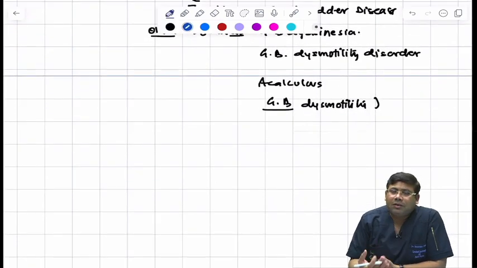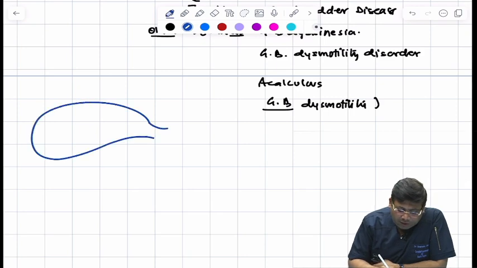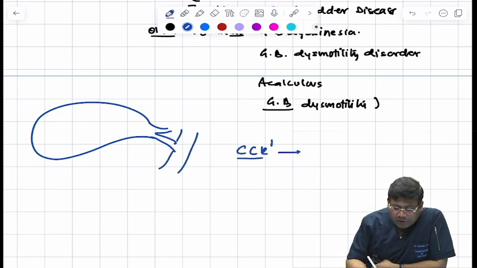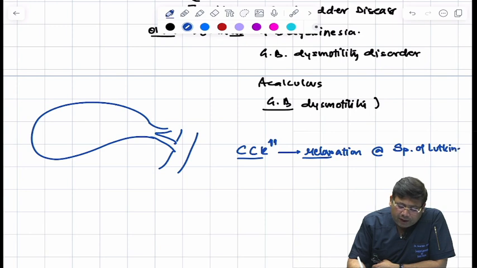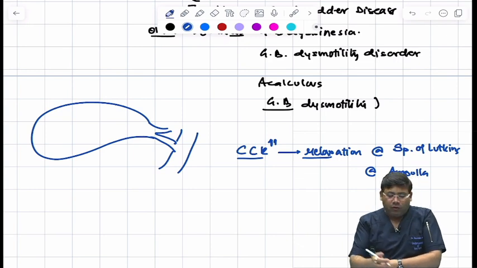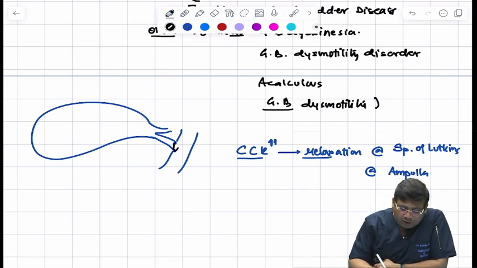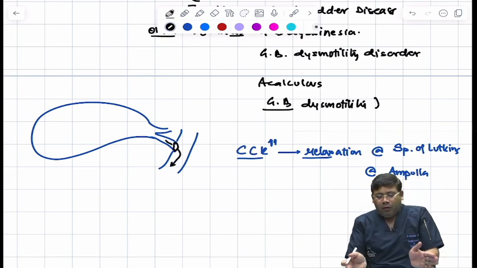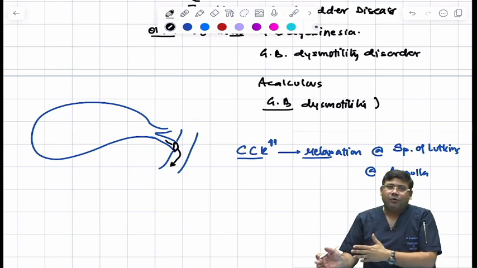So what is this? What is the concept of this? Whenever cholecystokinin is released, it will cause relaxation of the sphincter of Lutkens as well as the ampulla. You know we have the spiral valve of Heister and the sphincter of Lutkens. The moment the sphincter of Lutkens is relaxed, the bile should flow into the CBD, and now that the ampulla has been relaxed, it should move out.